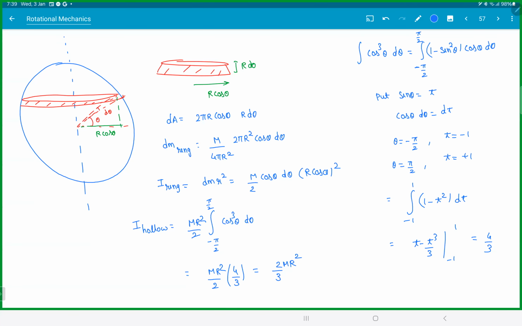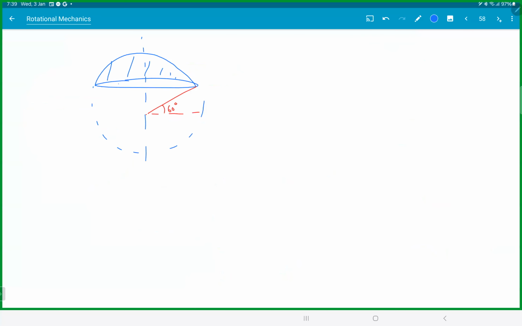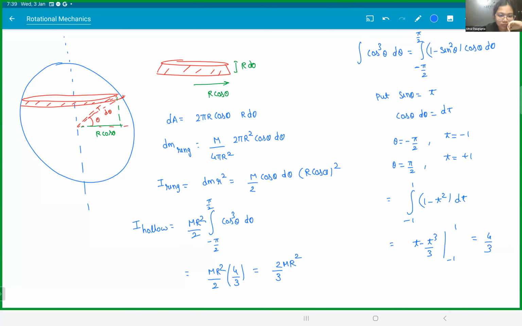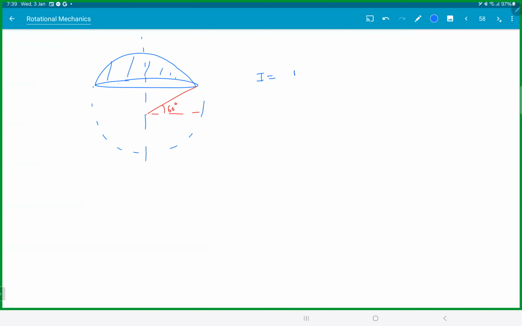How will you do a solid hemisphere? Solid sphere. You can take discs, but if you want to do this, could we take hollow spheres? Radius hollow spheres, onion shells. Hmm. That would be a better idea. This will be cos cube theta d theta. Limits will go from pi by 3 to pi by 2. I'll leave it there. So you can try this if you want.